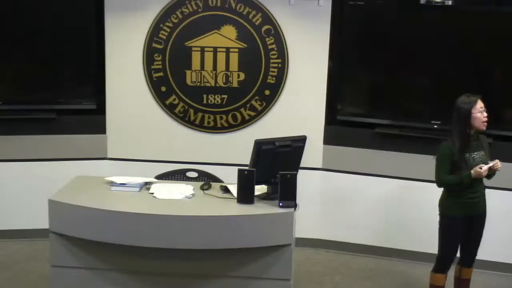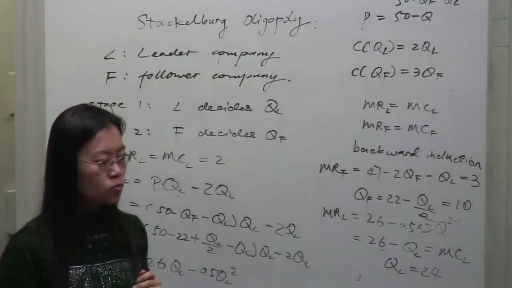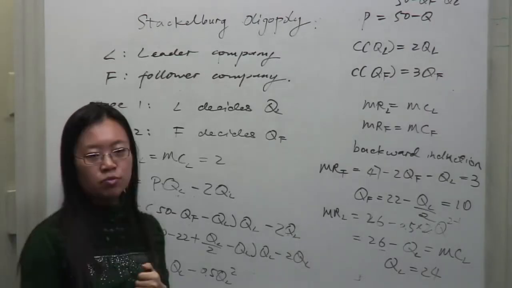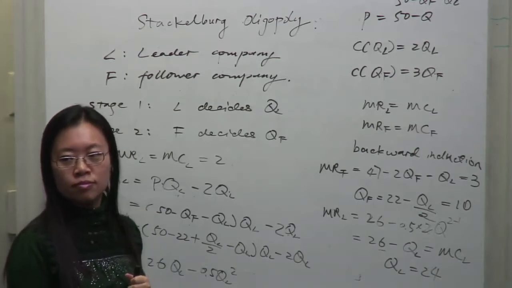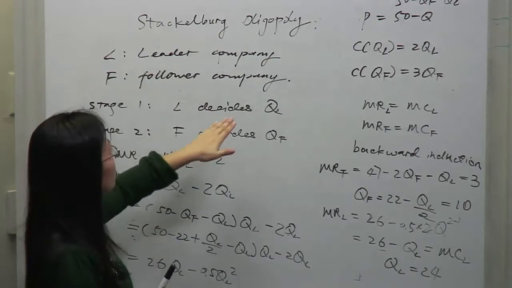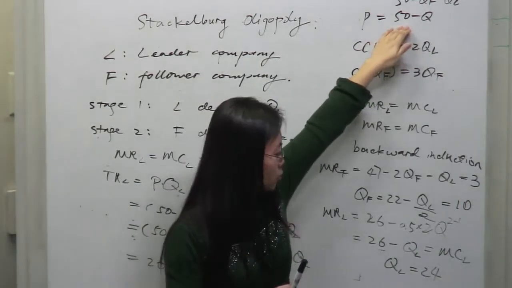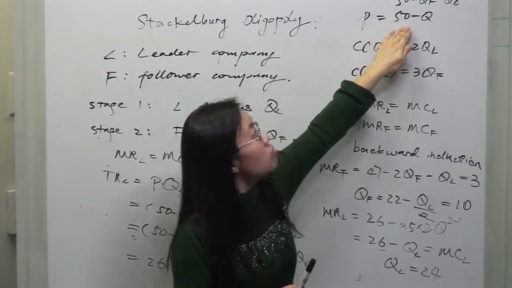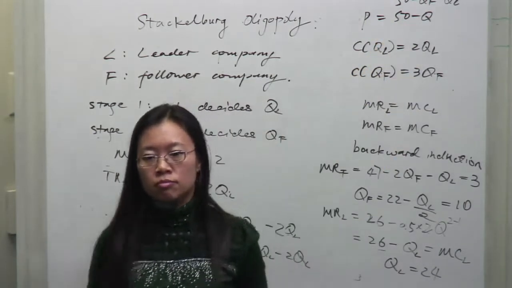So what about the price in this market? We use the leader's output. How do we find the price? Plug it in, right here. QL plus QF equals 34. The price is 16. Okay, how about that?